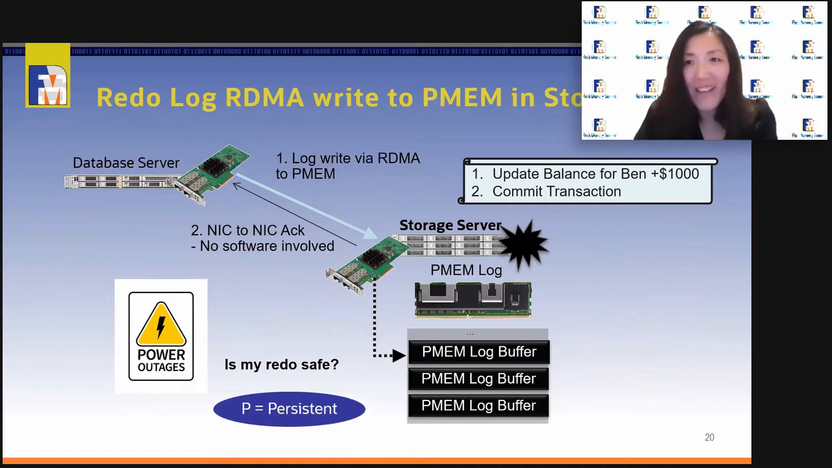There's a P in PMEM, which stands for persistent. So the way that we issue the PCIe write from the NIC to the PMEM is that we make sure that PCIe write bypasses the volatile CPU cache. So that will never make it into the CPU cache, it will land in the ADR safe zone of the PMEM directly. And that's how we guarantee that this write will be persistent across a power fail.